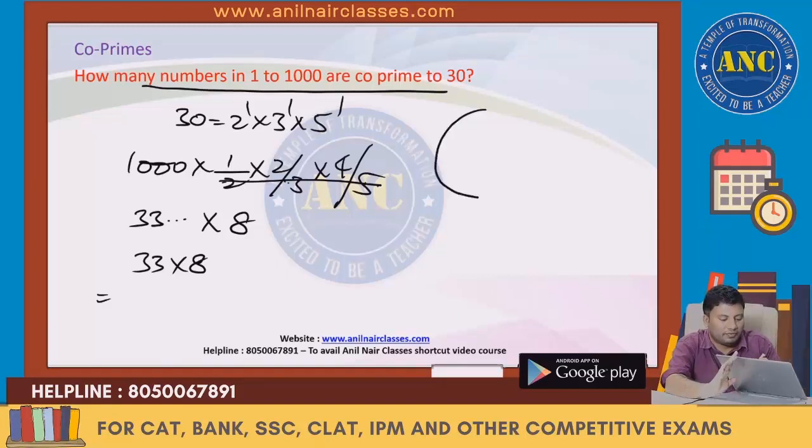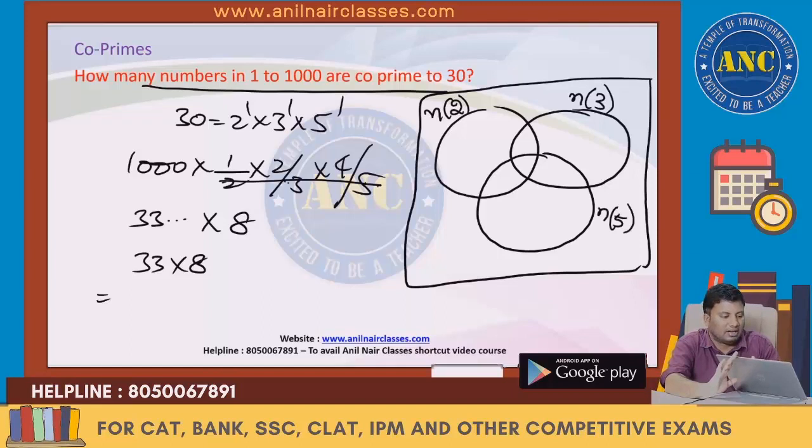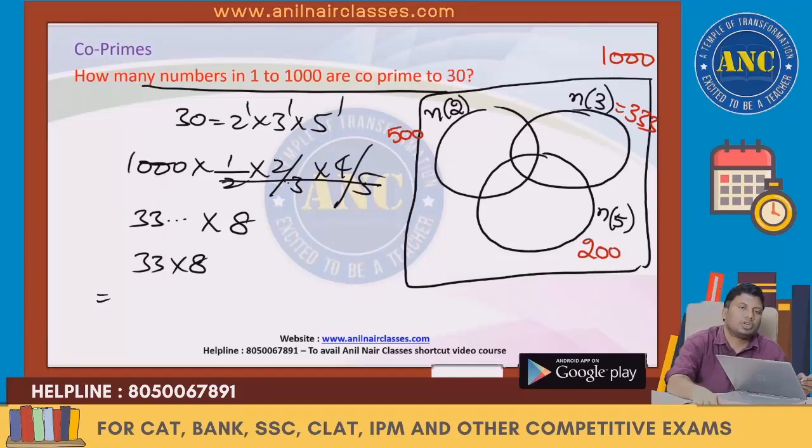If you want to check why this is giving a decimal, do the Venn diagram. If I do the Venn diagram, it should be very clear and it will result in an integer. We need n of 2, n of 3 and n of 5. Now see here. How many numbers are divisible by 2 till 1000? Total 1000 numbers are there. It is 500. How many are divisible by 3 till 1000? 333. How many are divisible by 5 till 1000? 200. How many are divisible by 2, 3 and 5?